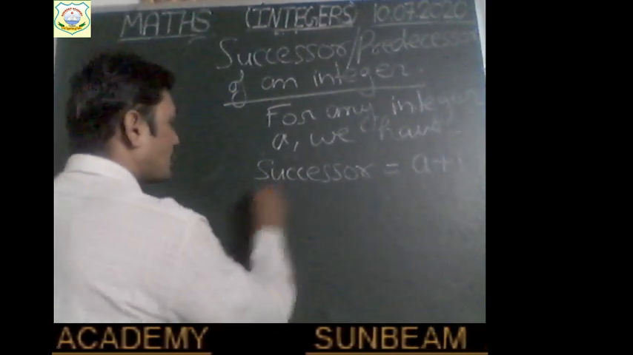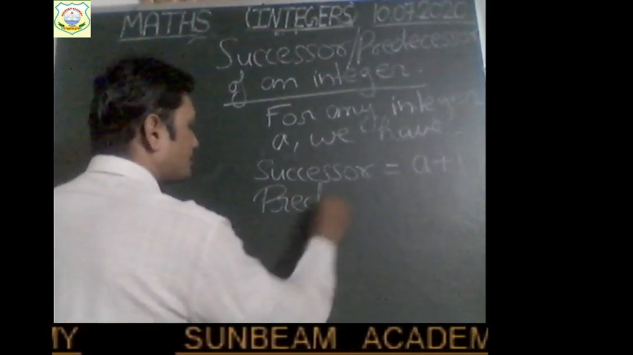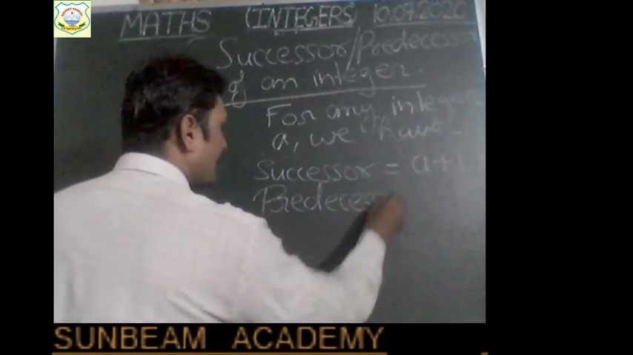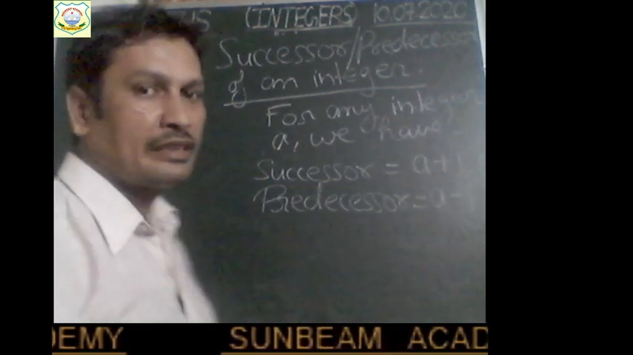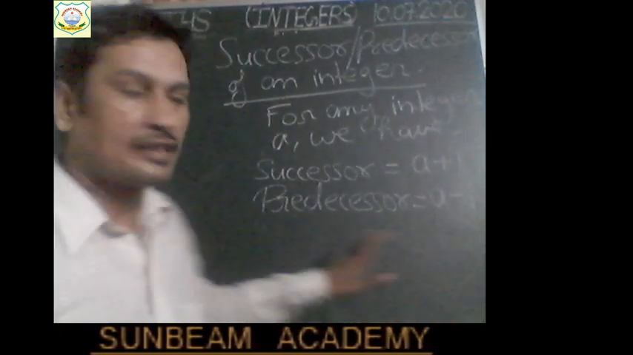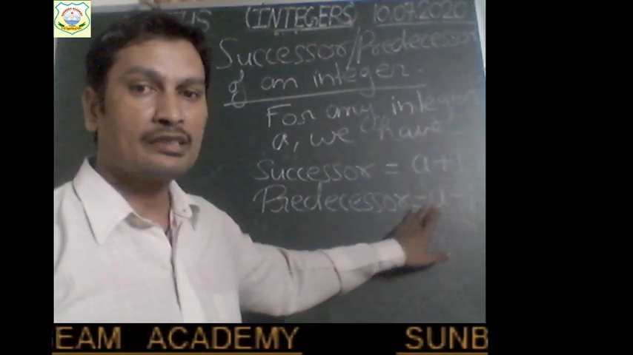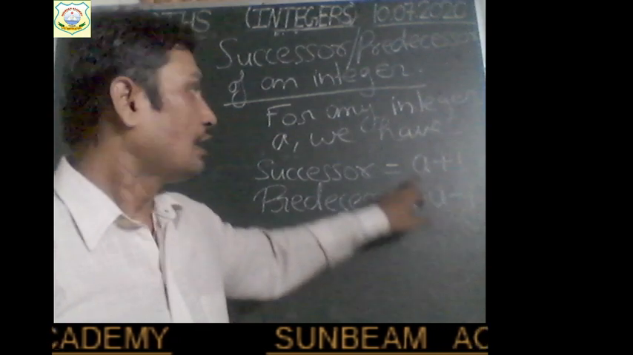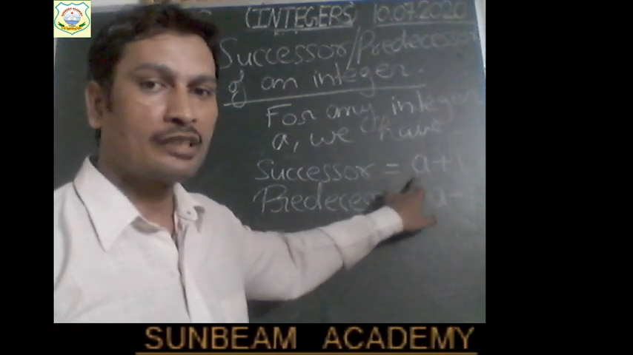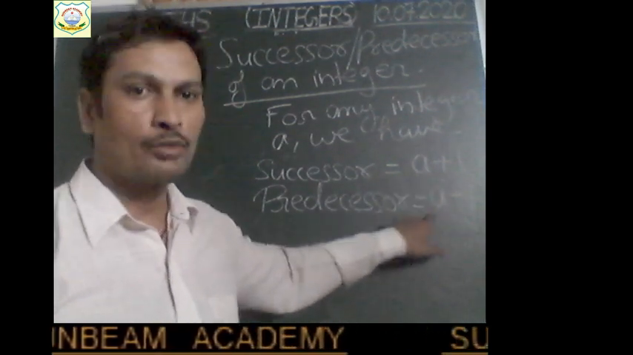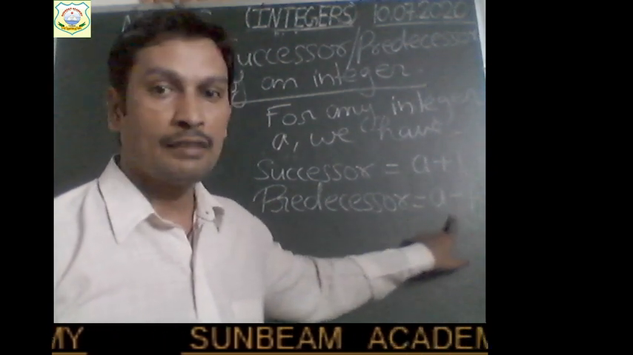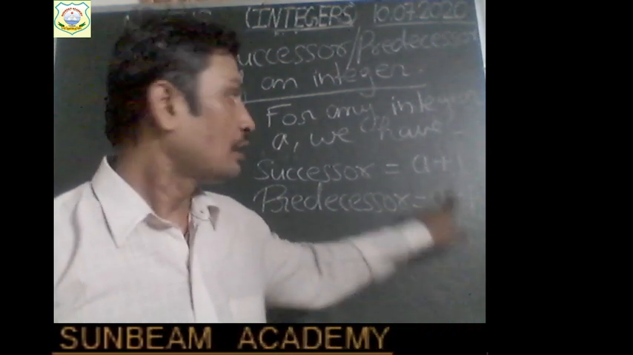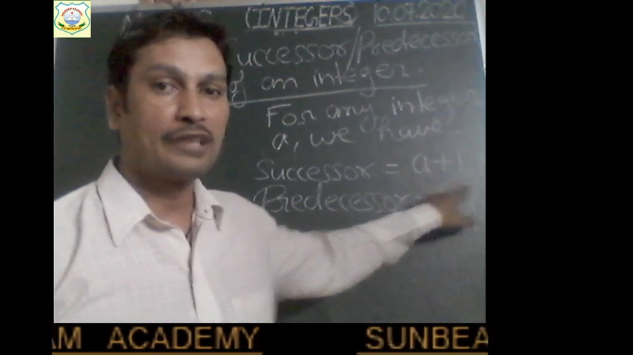And predecessor will be obtained by subtracting 1 from the given integer. Am I right? So predecessor is equal to the value of the integer minus 1, right? And successor is the value of the integer plus 1. If you are not able to see here on the board, so I am dictating. You can listen to me and understand. It is a minus 1, right? And here successor is a plus 1.